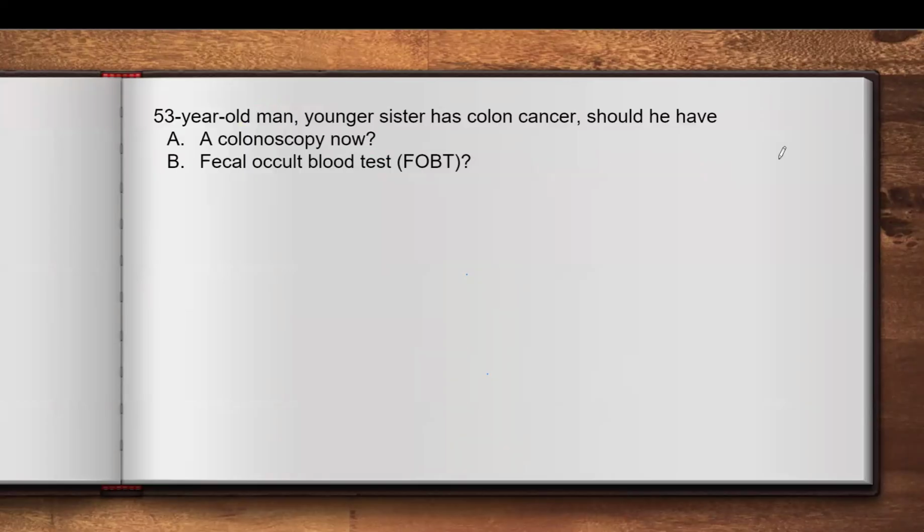So the third question, again, is a little bit incomplete, but the purpose of this is to show you the colon cancer guidelines. A 53-year-old man, younger sister has colon cancer. Should he have a colonoscopy or FOBT? What should he have?